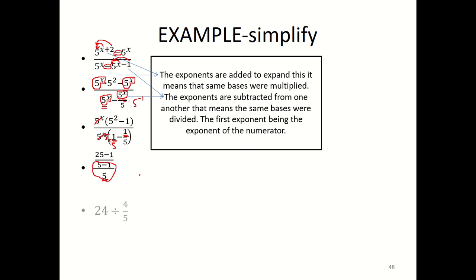In the numerator, I still have 24. It is divided by 4 over 5. So all I did was just to change this line and make it a division sign. Change that division sign to multiplication. You'll have 24 multiplied by 5 over 4, and that will give you 30.